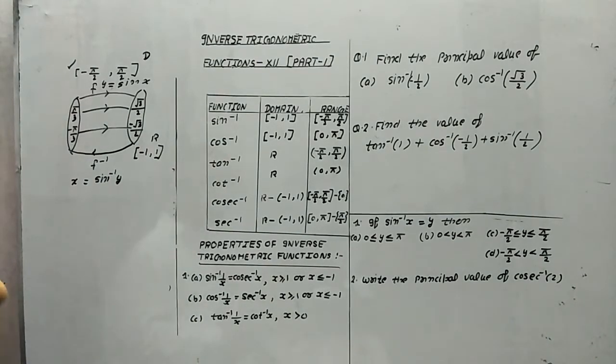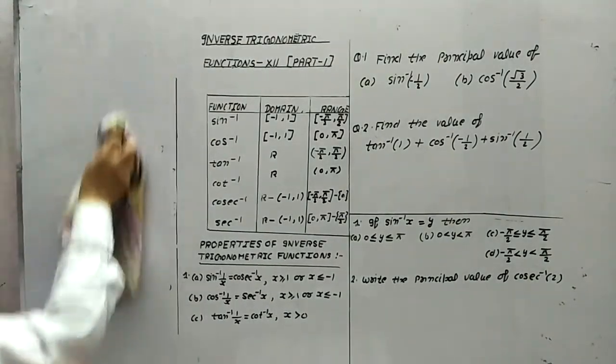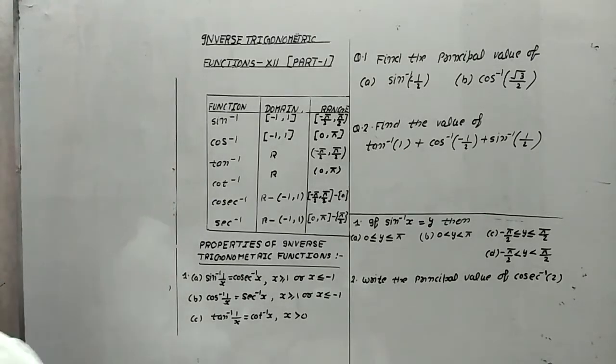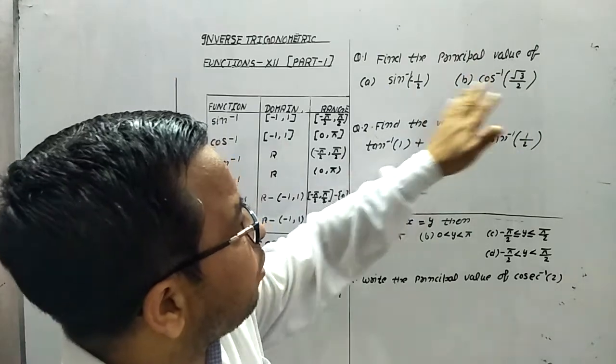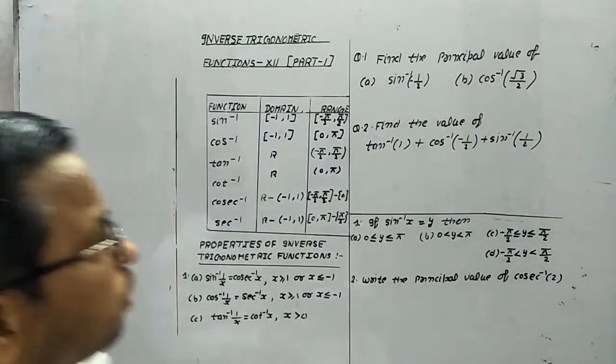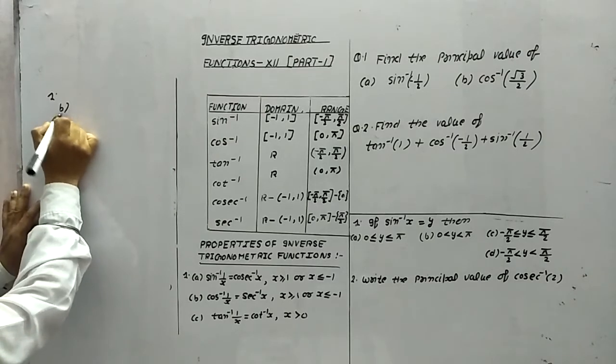So let's start with one question which is very important. On the basis of this thing you have to do other parts also. Look at this thing. In first question what I am saying, find the principal value of these functions. So first of all look at this thing. For the easy part I'll explain this B part.